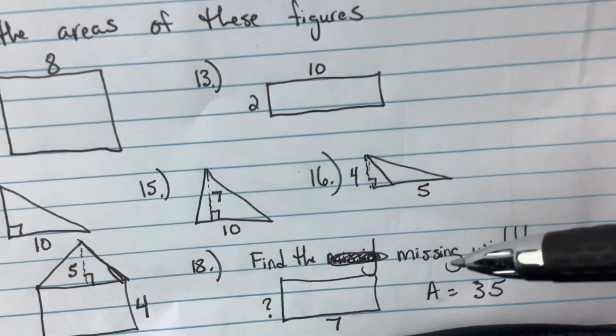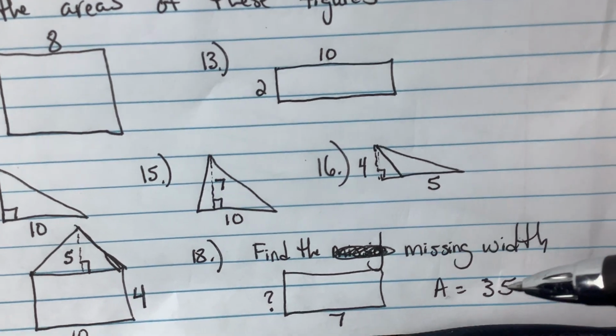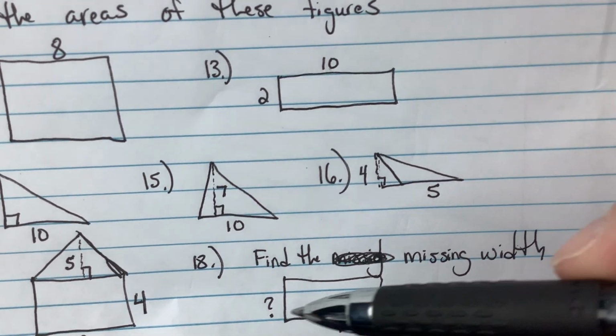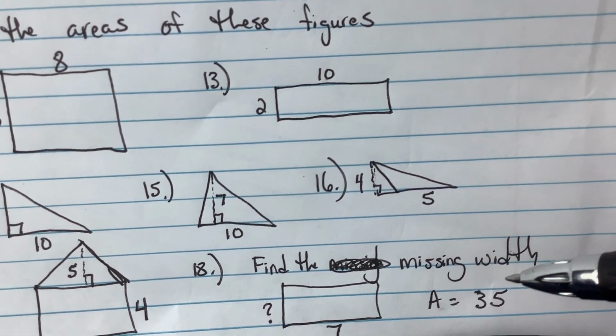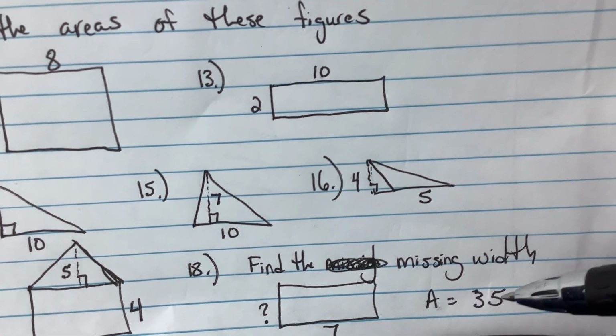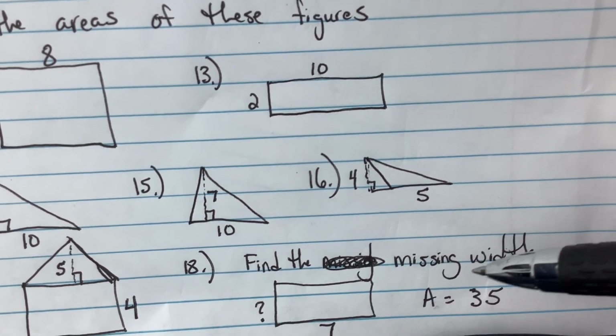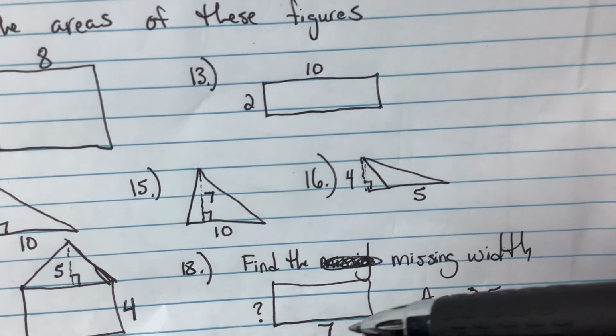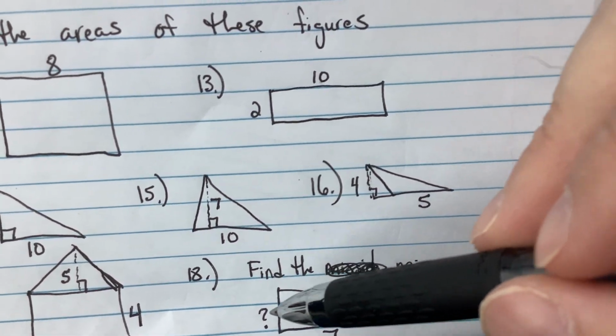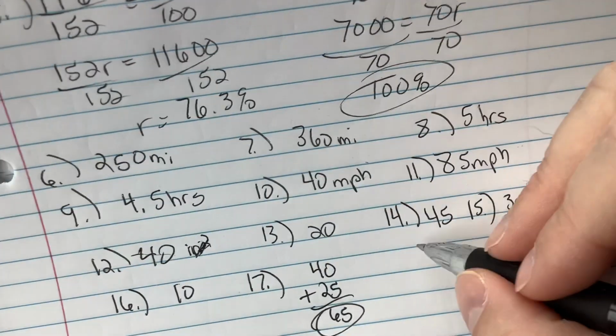And then with this one, find the missing width. They give you the full area, which is length times width. So to find the width, you just divide the full area by the length, and that'll give you the width. It's working backwards. So 35 divided by 7 is 5. That gives you the width is 5.